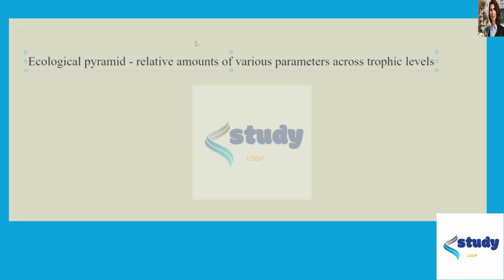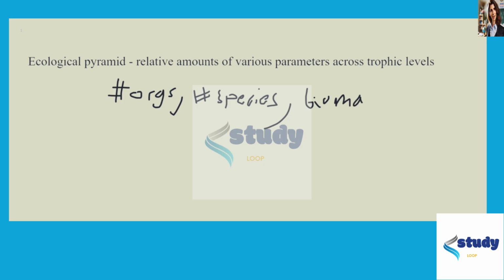Now, what kind of parameters are we talking about within the ecological pyramid? Those can be number of organisms, number of species, biomass, energy, and perhaps others. Now let's talk about these ecological pyramids.